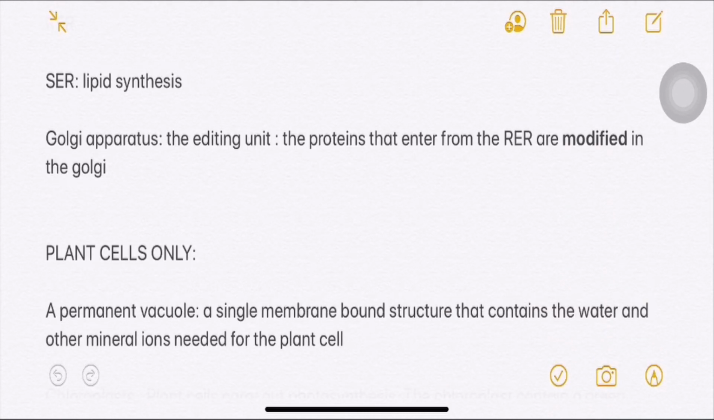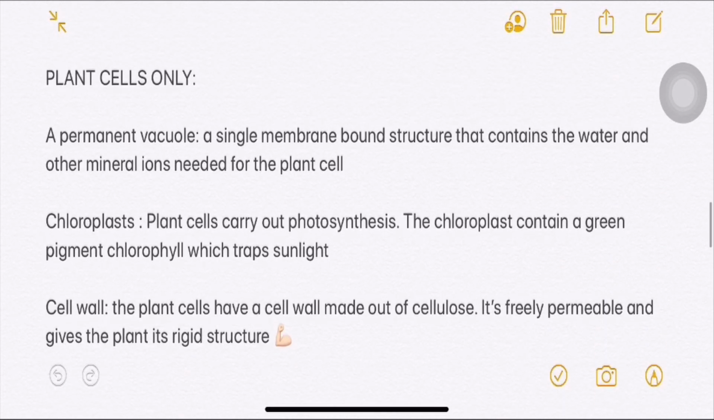Golgi apparatus is the editing unit where the proteins that enter from the RER are modified, and we spoke about how they enter through vesicles. Once they enter through the vesicles and the modification takes place, I gave you 2 examples of modifications, lipoproteins and glycoproteins, and they are packed into secretory vesicles and sent out of the cell by a process known as exocytosis. And we are here at the 3 features that are found only in a plant cell.